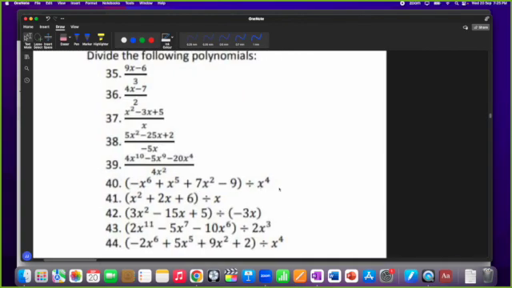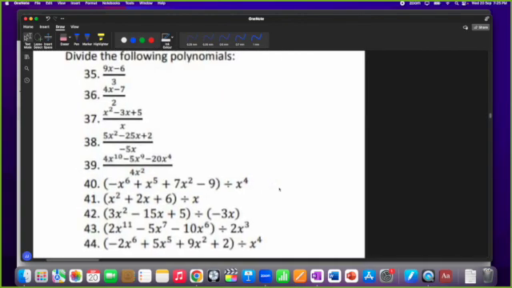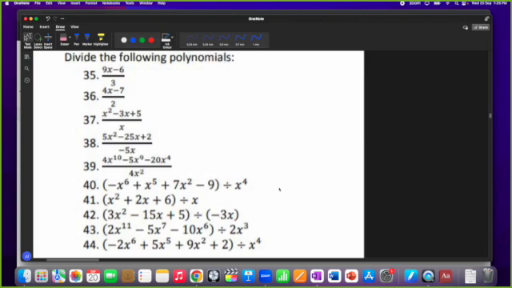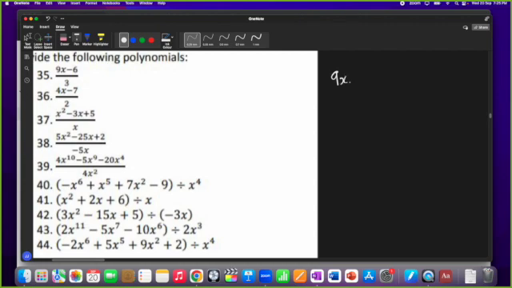And of course, I'll do one of them. Let me do this one. I'll do these two, right? So minus 6, and that's being divided by 3.